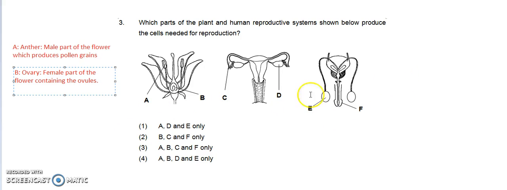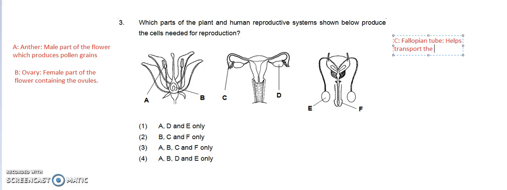Okay, what about C now? Let us take a look at C. C is actually the fallopian tube, which helps transport the eggs down to the uterus.